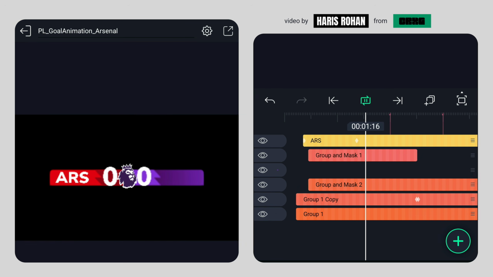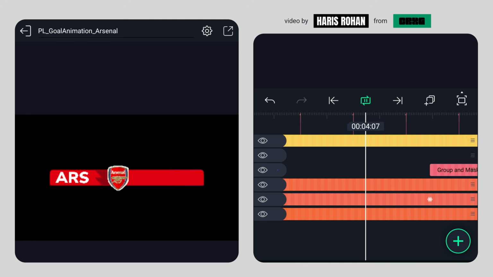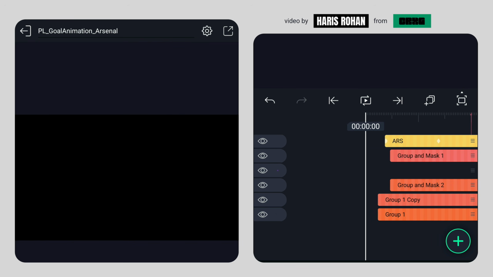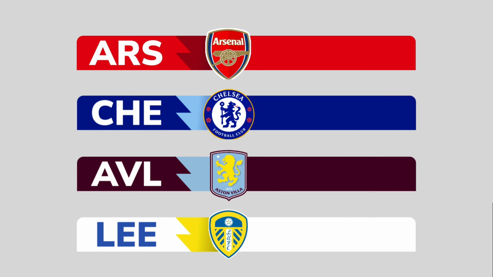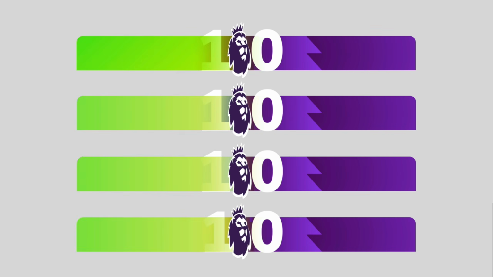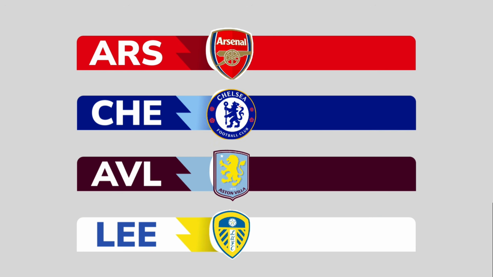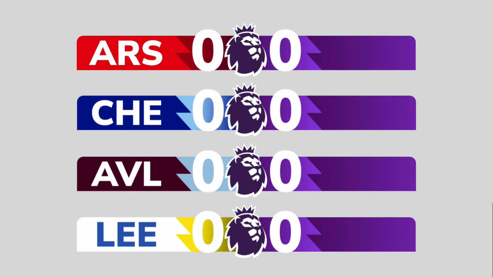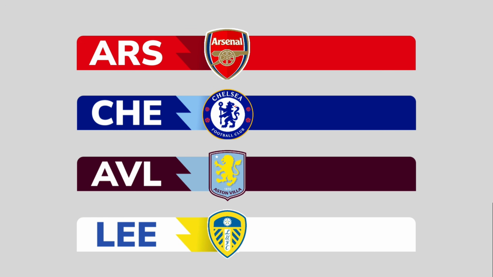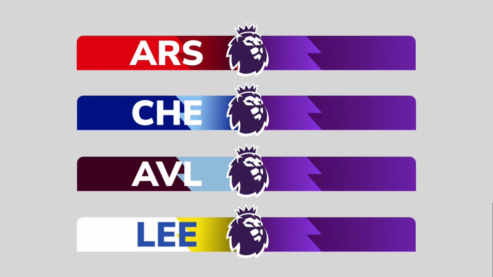Before we continue, there's one important thing to mention. Everything we've built so far is actually the base animation used for every Premier League goal animation. So if you want to recreate animations for clubs like Chelsea, Aston Villa, Leeds, or any other Premier League team, the overall workflow is exactly the same. The only differences are the colors and the club logo. However, the animation after this point is completely different because every club has its own unique goal animation. Now let's move on to the next section.